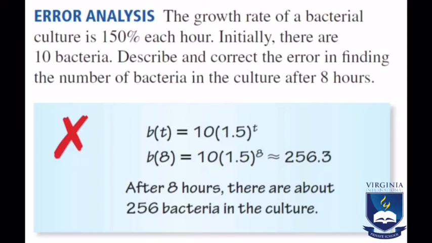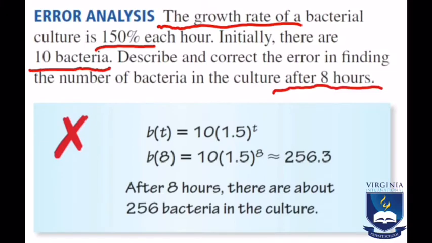After reading the question, the first thing you should do is highlight the keywords. For example, the question starts with the words, the growth rate of, and that tells us which formula we're going to be using, which in this case is, of course, the exponential growth formula. The other keywords beside growth are 150%, initially 10 bacteria, and after 8 hours. After we highlighted the important keywords, we can start solving.